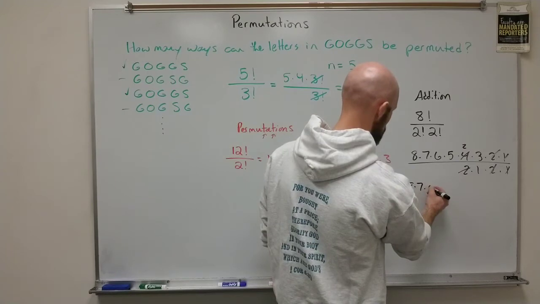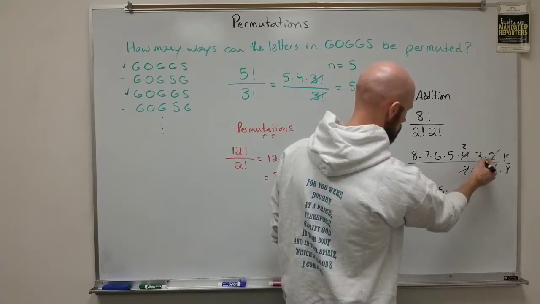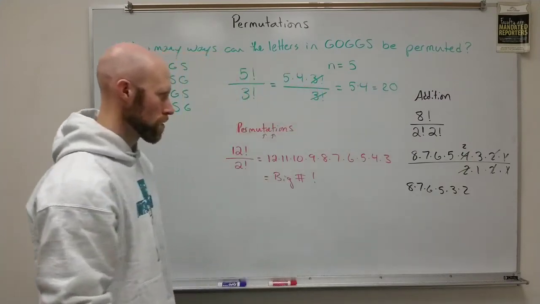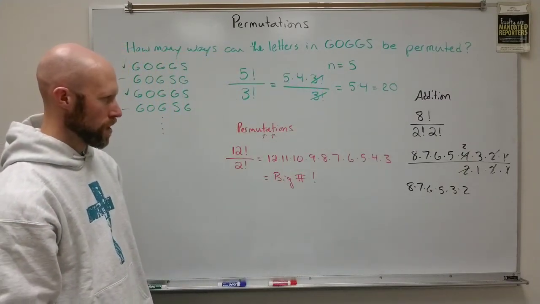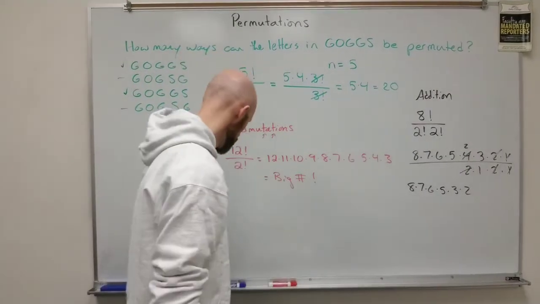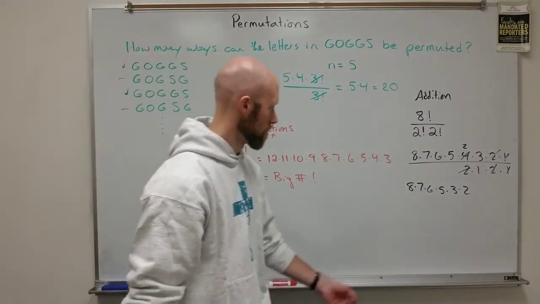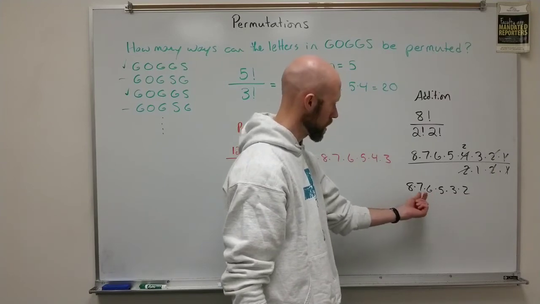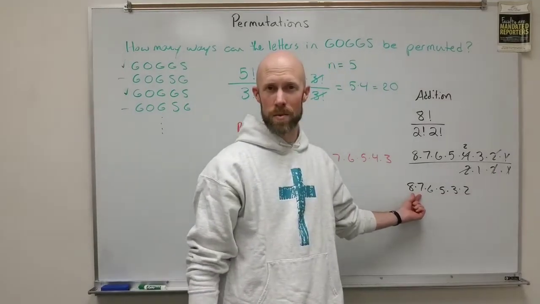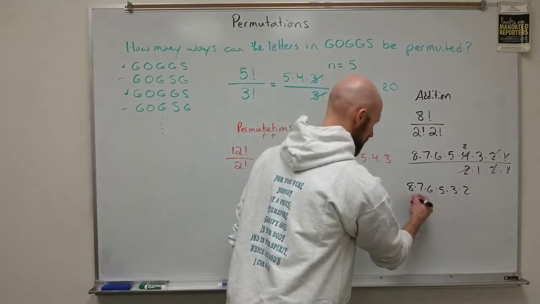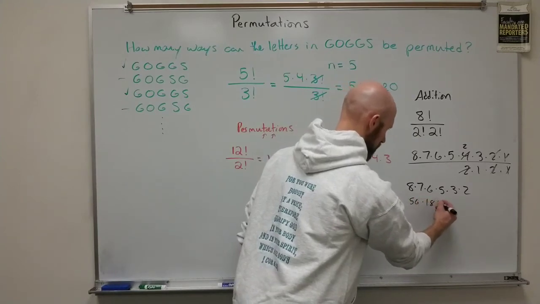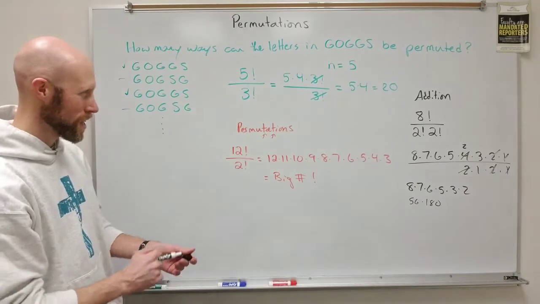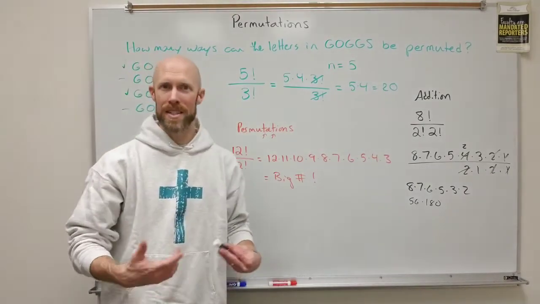So 8 times 7 times 6 times 5, and then I've got a 3 and a 2 left over up there on top. So whatever that comes out to be, you can multiply that out. 6 times 5 is 30, that's 180. 180 times 56, whatever that is. So do that on your own. Anyway, so that's how many permutations of addition there is.